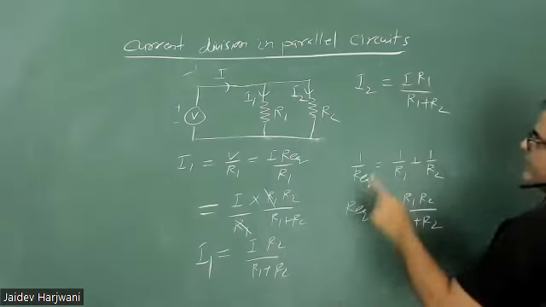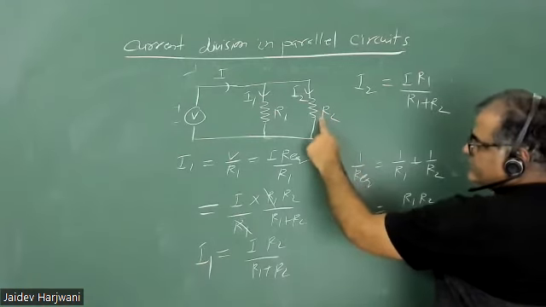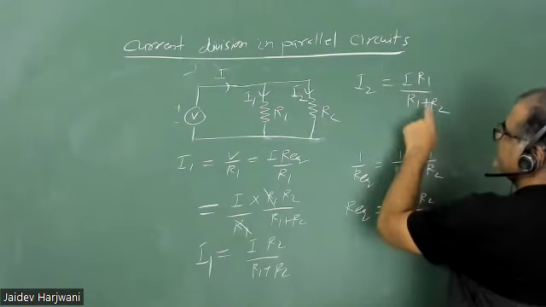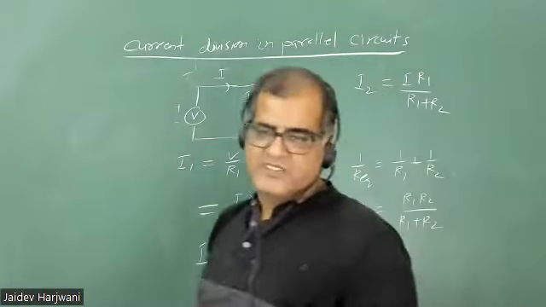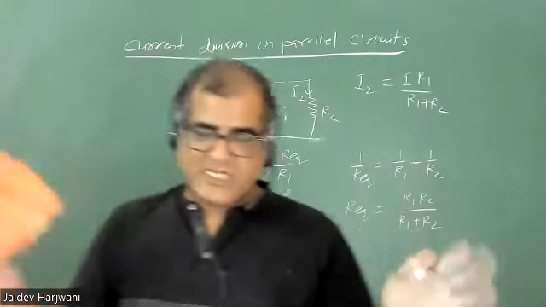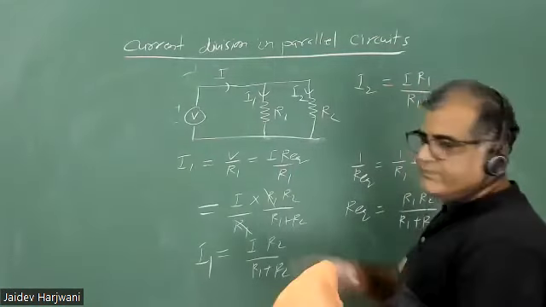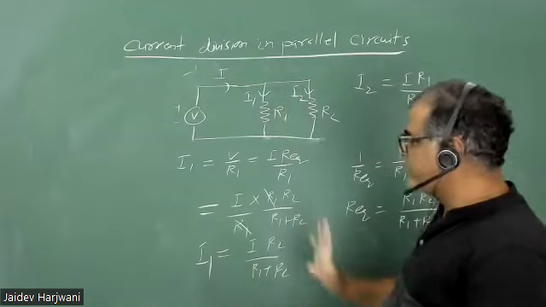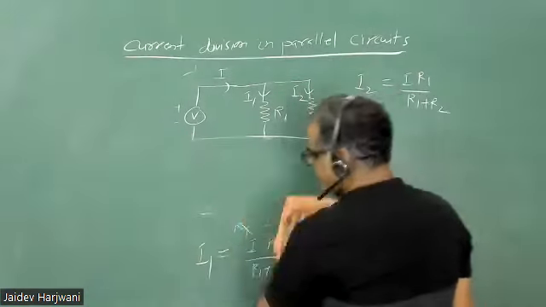Similarly, if you want the current in the second branch I2, you have to see the resistance of the opposite branch. The opposite branch resistance is R1, over the sum of resistance, times total current. This way current gets divided when there are two branches. In two branches the resistances can be many, but how current divides into two branches, that you have to understand. Now let me show this with one problem.